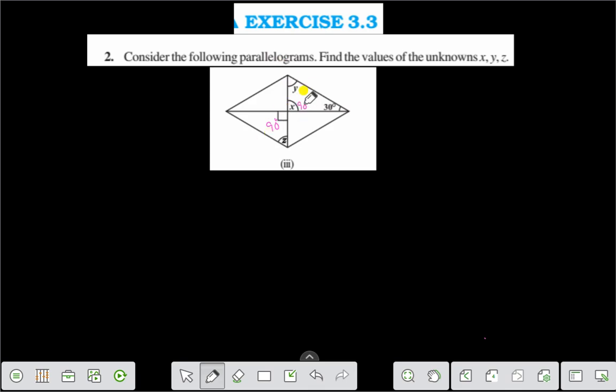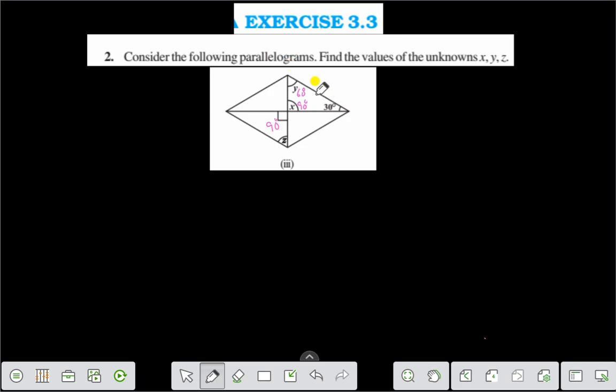Right? Now you see this is a triangle. And you know that the sum of the angles of a triangle is 180 degree. This is 90. This is 30. That is 120. That means the y will be 60 degree. Y is equal to 60. In this way, you got the value x as 90 degree, y as 60 degree. And the value of z, you see this one.